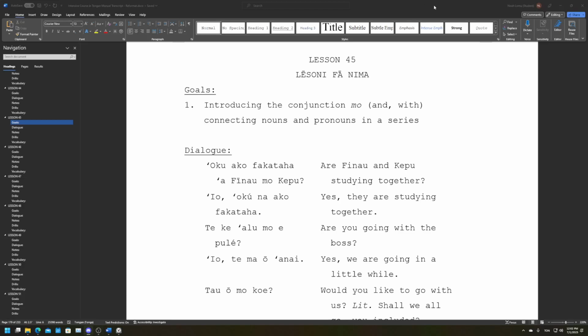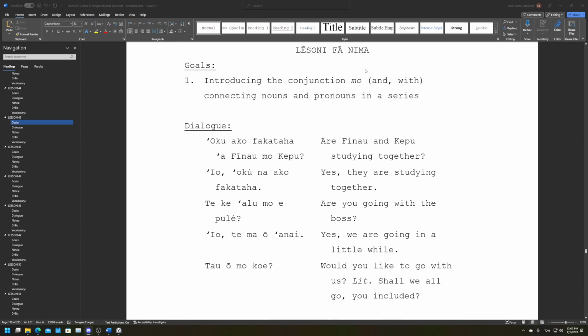Okay, so today we're starting in lesson 45. Nima. So in this chapter, we're going to be introducing mo, which means and, as in with. So not and like the other way and is used. So we'll see that.